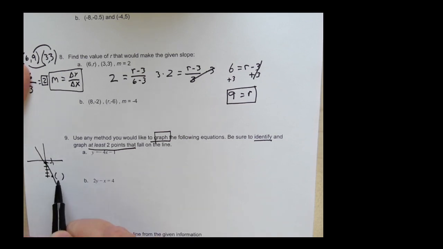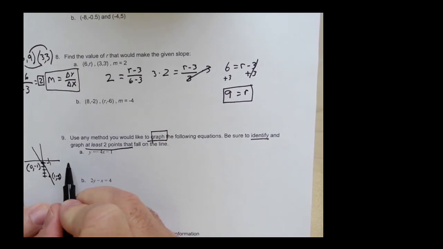But what point is this? This is 0, -1 because it's an intercept. What point is this? Over 1, down 5. So -5. So that's one way to do this and to identify the points. Okay, not a bad way to do it. Certainly will get you the right answer.